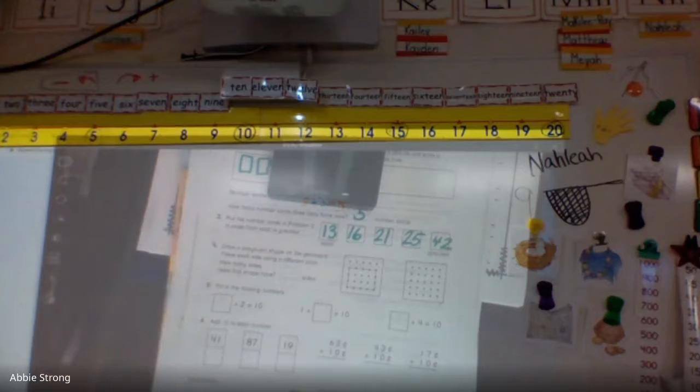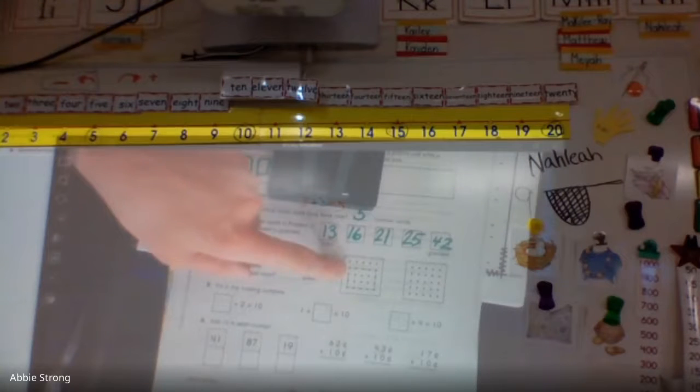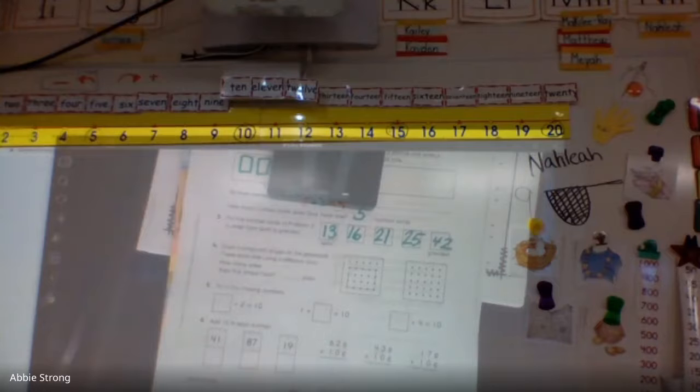Number 4 says draw a congruent shape on the geo board, on that dot paper. Trace each side using a different color. How many sides does this shape have? So first of all, it says we need to trace this shape with 4 different crayons. So you need to get your crayons out because we have to do 4 different colors. You can pick which colors you want to use. We need 4 of them.